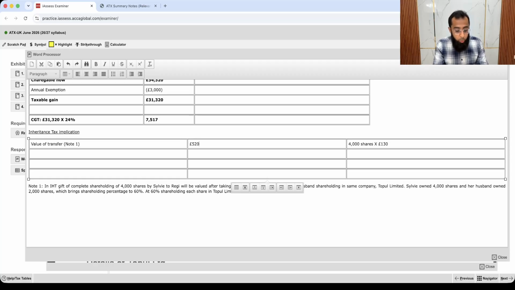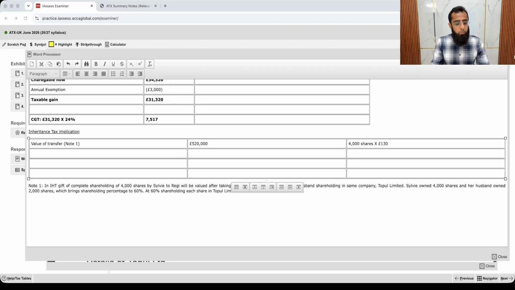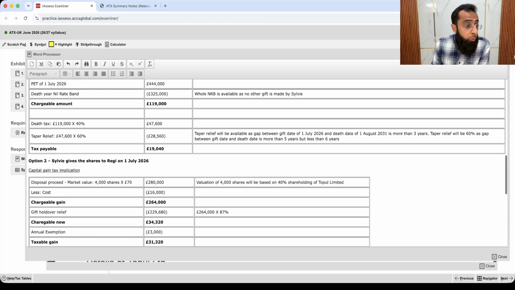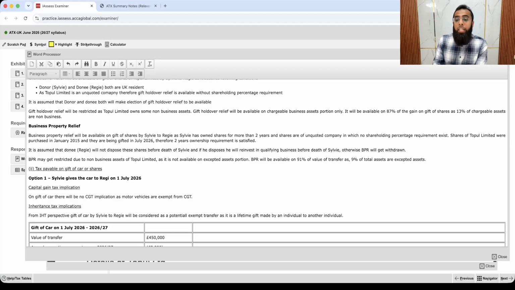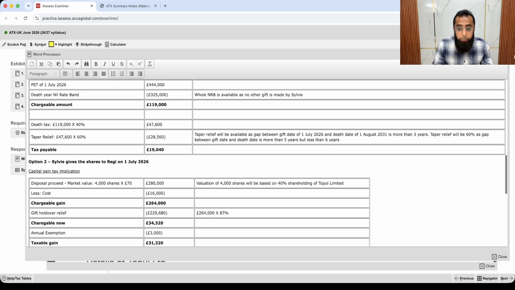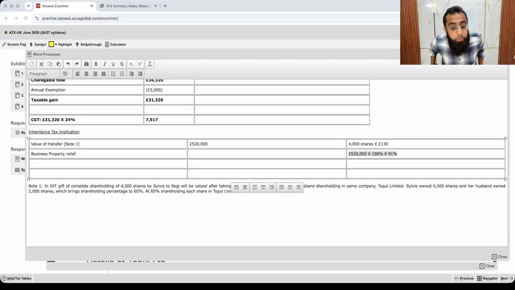So it's £520,000. Now comes business property relief. We have already discussed that on a gift of shares, business property relief will be available, and it will be available on the business assets portion only. On unquoted company shares, it's 100%, and the business assets portion is 91%. If you remember, we commented that 9% of the assets are excepted assets, and the BPR percentage on unquoted company shares is 100%. So 100% refers to the BPR percentage and 91% refers to the business asset portion.